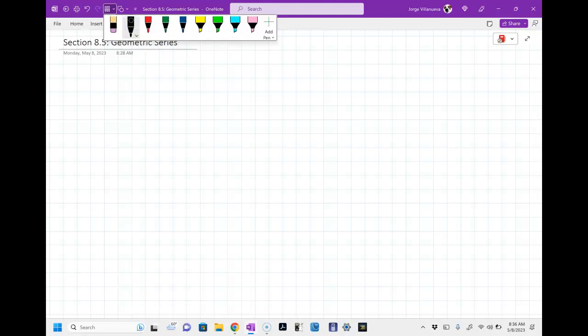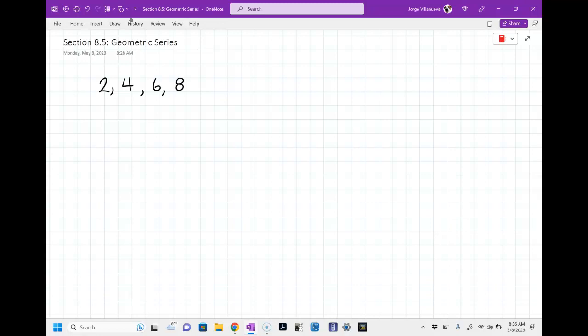If I were to give you a set of terms that look like this, and I asked you, is this an arithmetic sequence, you would say yes, it is. And the reason why you would say yes is because in order to go from 2 to 4, you add 2. From 4 to 6, you add 2. 6 to 8, you add 2. So you consistently add the same number.